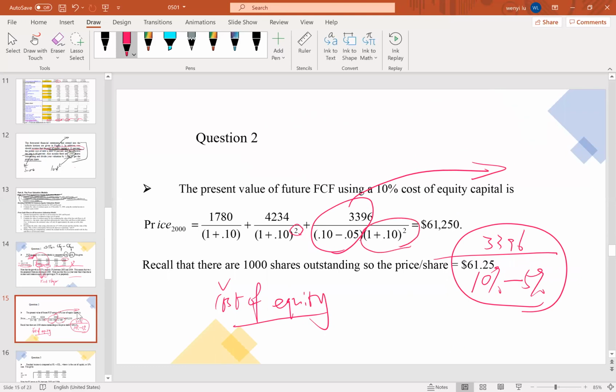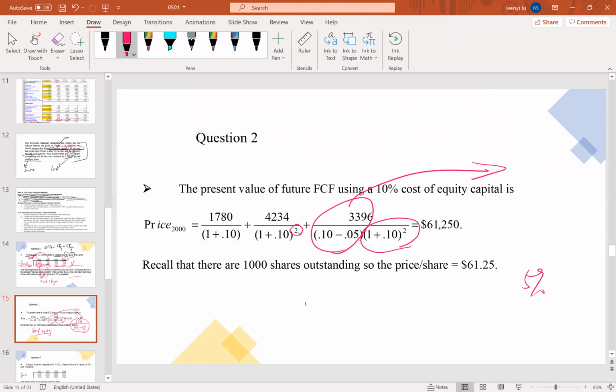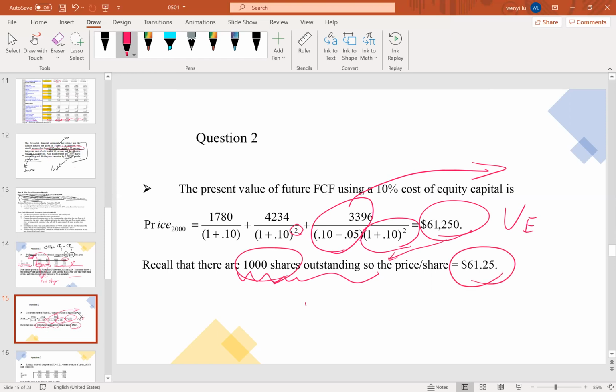So we solve the value of equity for this company, which should be $61,250. So that's the total value of equity. There were 1,000 shares outstanding, so we use the total value of equity divided by the shares outstanding, and we solve the price per share. So based on this model, the price of the stock must be $61.